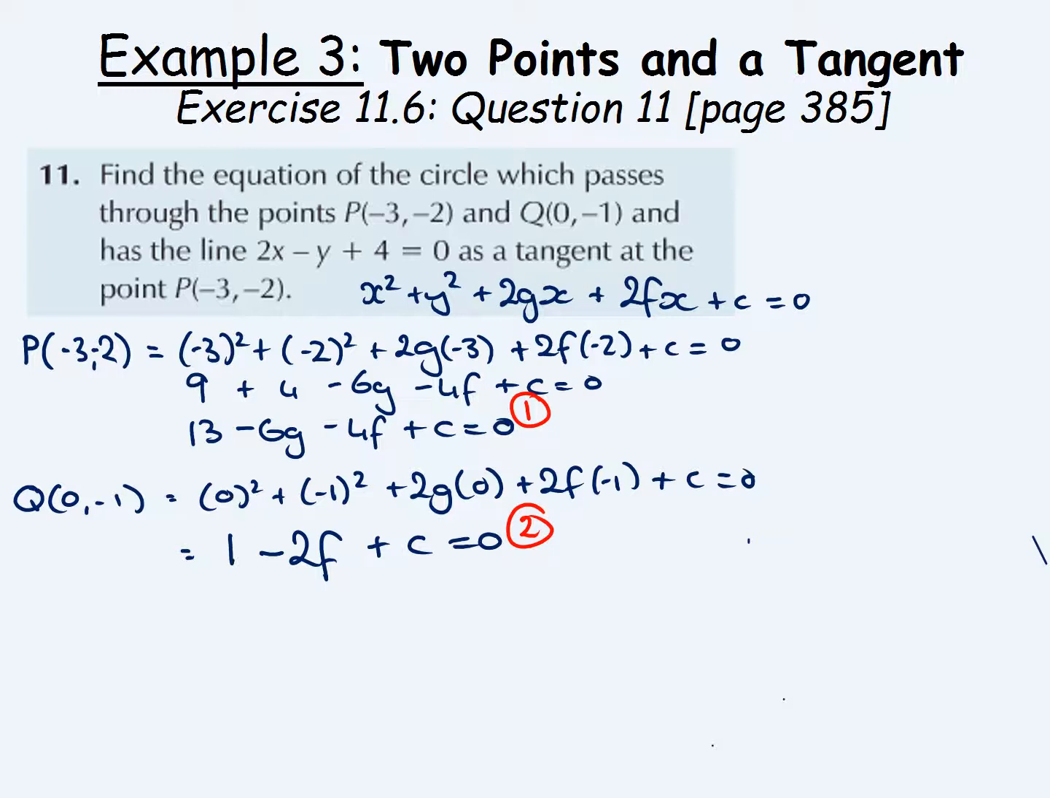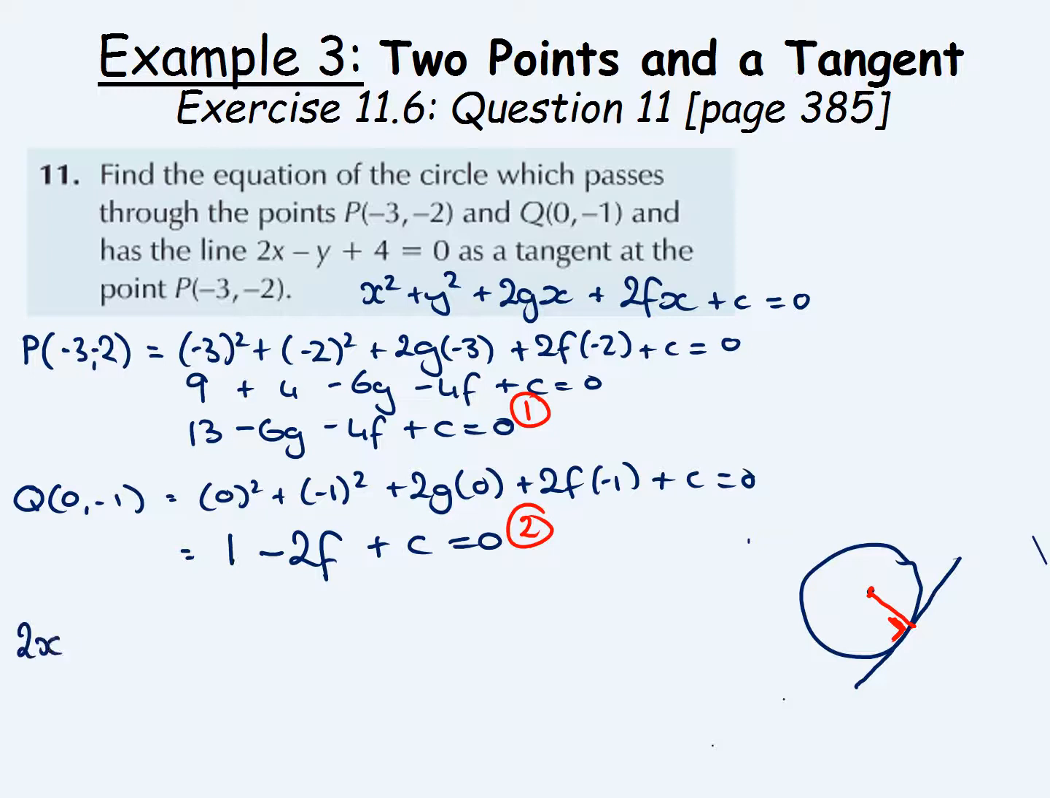So the last piece of information then, how we can use that is, if you remember, and I'm going to sketch it out here, if I have a circle and I have a radius, I know that the line from the center to the tangent point is going to be perpendicular to the tangent itself. So let's take a look at the tangent.